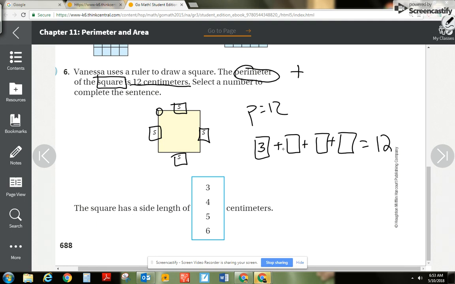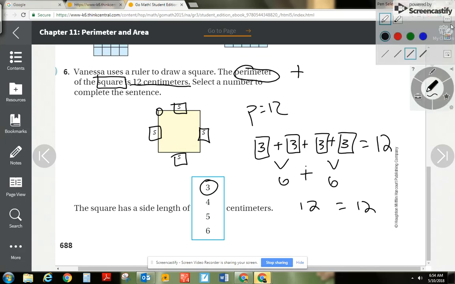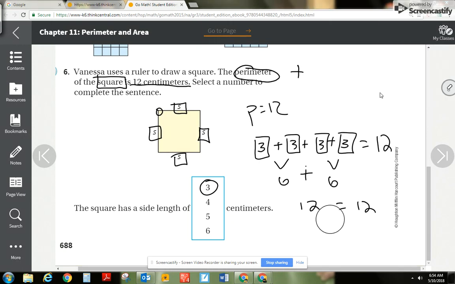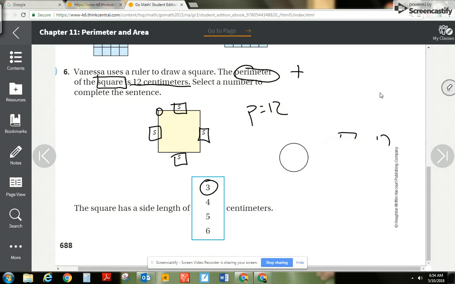Let's do 3 plus 3 plus 3 plus 3. 6, plus 6, well, 12 equals 12. So I got lucky, it was the first one. Just to practice, let's take a look at what this would look like if we guessed incorrect the first time. So it is 3 centimeters, 3 times 4 is 12. I did 3 plus 3 plus 3 plus 3, that does equal 12.